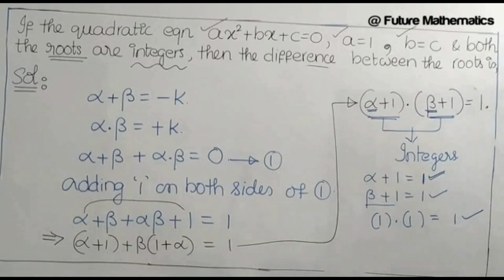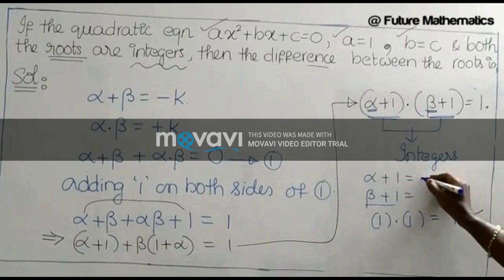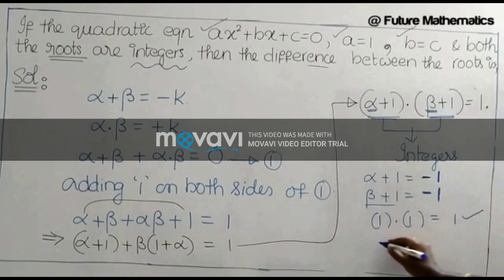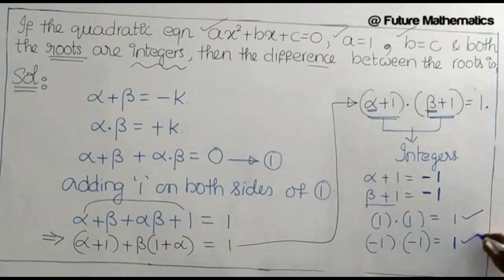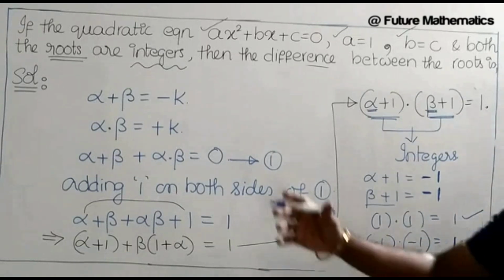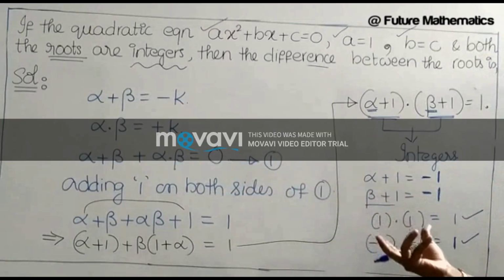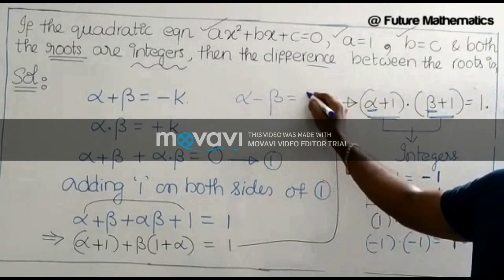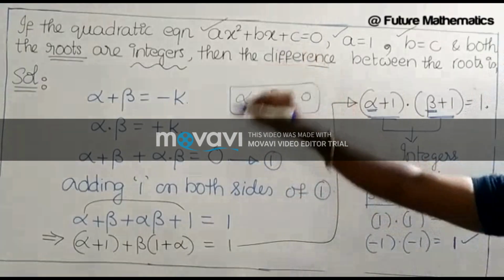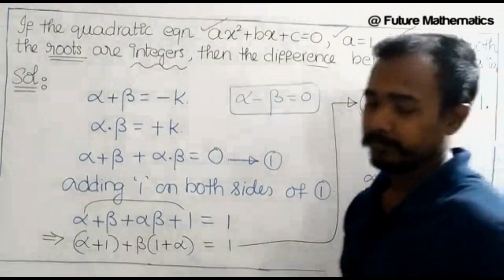And what is the other case? If alpha plus 1 is equal to negative 1 and beta plus 1 is again equal to negative 1, then you have negative 1 times negative 1 is positive 1. So again satisfied. So either you go for method 1 or this simplified method 2. Whichever you go, the final answer is alpha minus beta must be 0. That's it. Thank you.